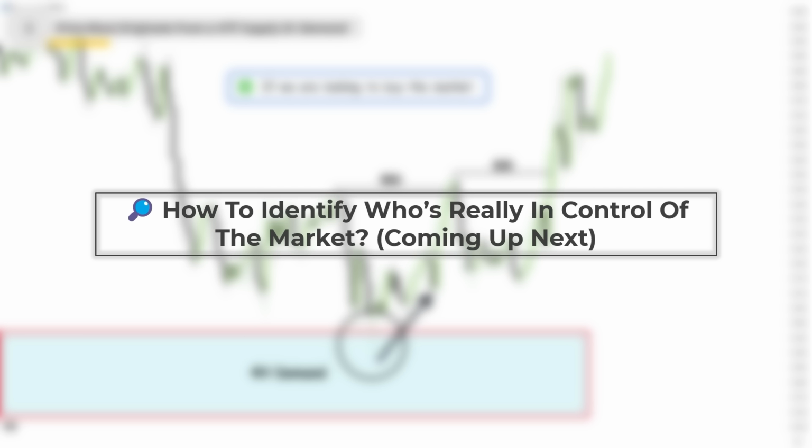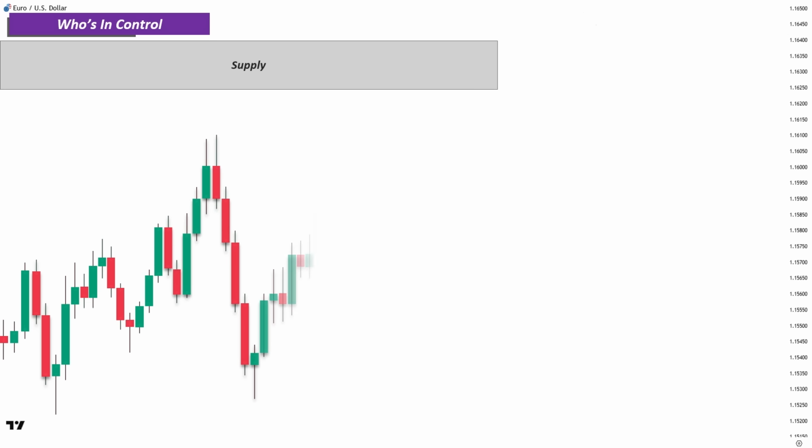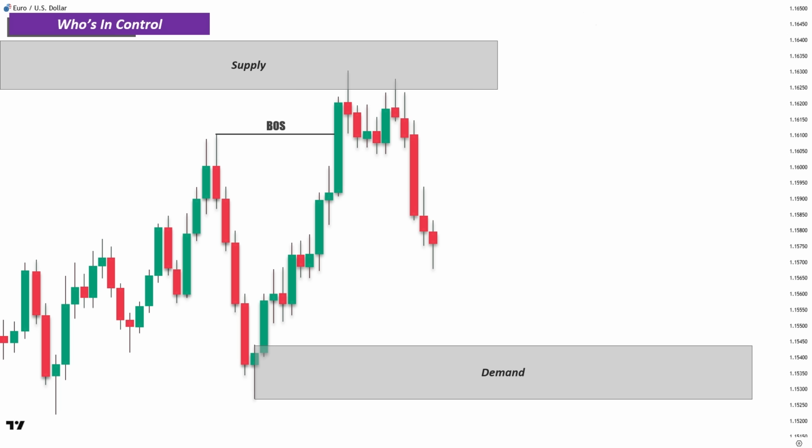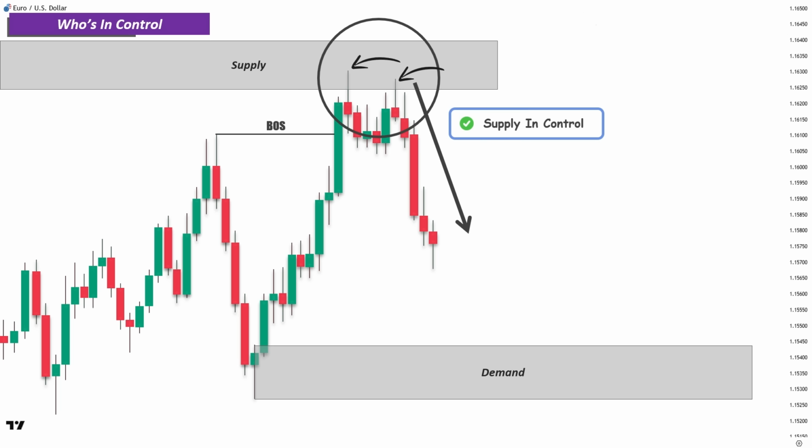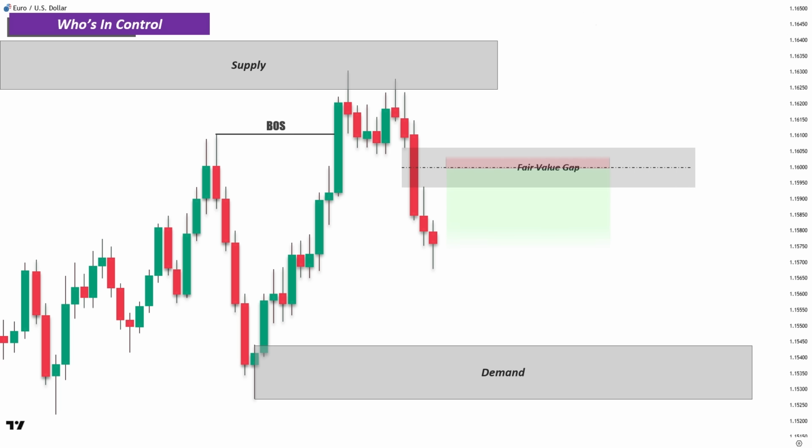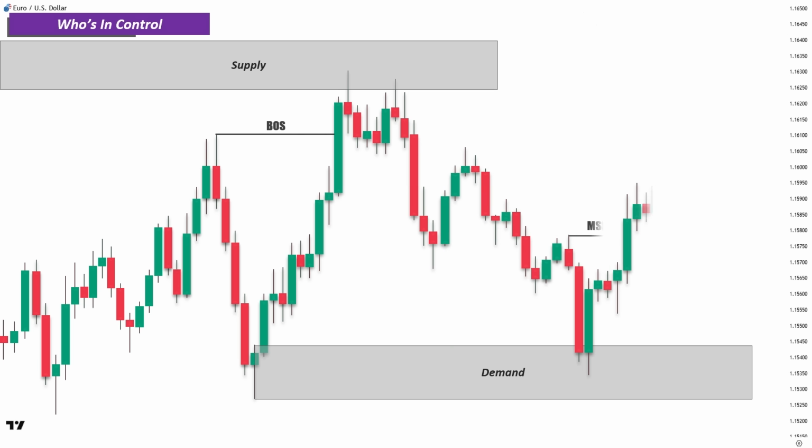Before we go any further, let's quickly recap. How do we identify who's really in control of the market? To understand whether demand or supply is in control, we need to check the most recent price origin. For example, if the market is in a downtrend and price originates from a fresh, unmitigated supply zone, then supply is in control. And we should be looking for selling opportunities, not buys. Supply remains in control until price reaches a fresh demand zone and reacts upward.